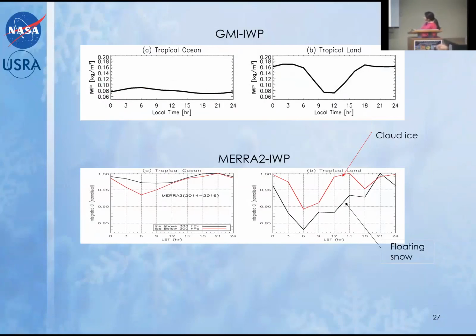Oh, sorry, I put these two wrong. So the floating snow is this one, and the cloud ice is this one, the black line. So you can see the diurnal cycle. This is all normalized to 1. So you can see the diurnal cycle doesn't match with what we observe in the real world. So that means we still have a lot of room to improve in order to get the correct precipitation cycle.